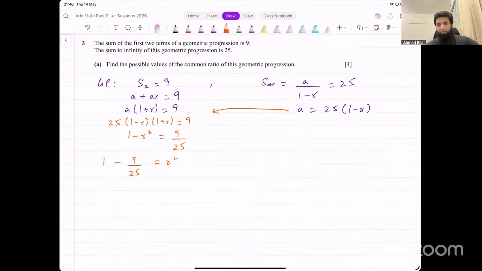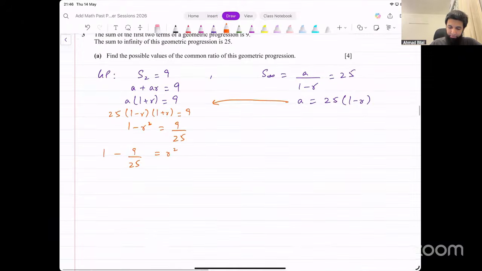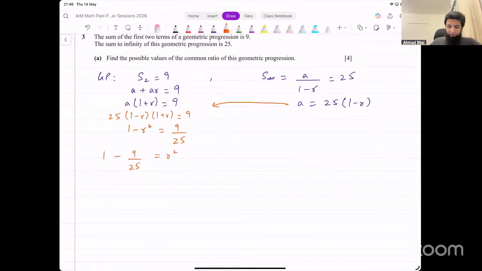Without a calculator. 25, 1, 1, does that even exist? Because I haven't seen variant 1 of admins. Really? Acha. 1 minus 9 over 25 equals R squared. Okay. Now 25 minus 9, what does that become? 16 over 25. That is equal to R squared.